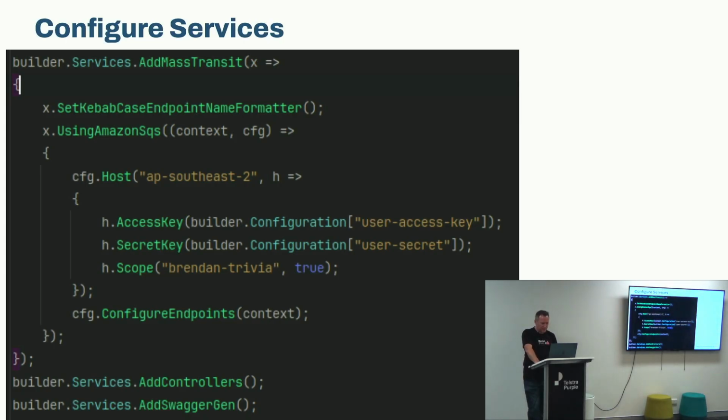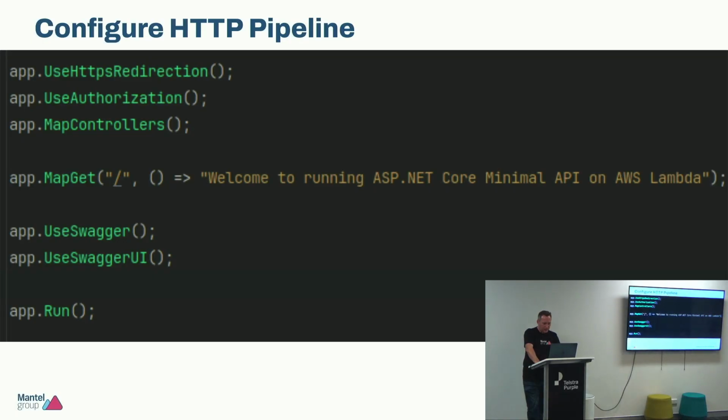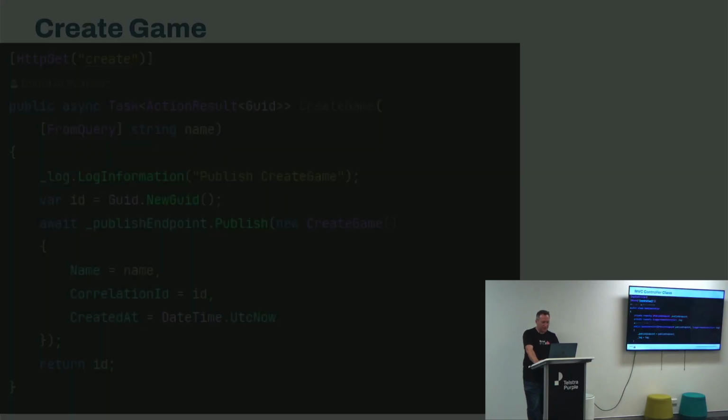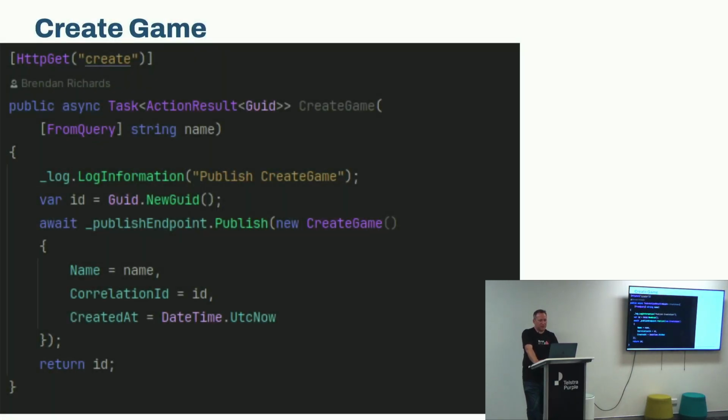Again, you configure your services. Here's where I've configured using SQS to send the messages through. The HTTP pipeline for that is pretty standard. And then I've got an MVC controller class inside my Lambda API. So the code you're writing here is the same as in any .NET application. It's not special because it's being run from a Lambda. I inject my publish endpoint, and when the create game request comes in, I just publish, and that gets sent off to Amazon SQS, and then gets picked up by my backend Lambda and kicks off my state machine engine.